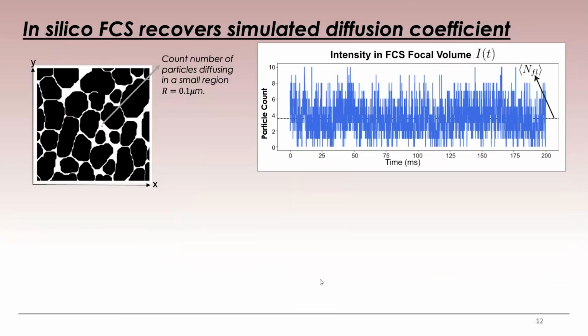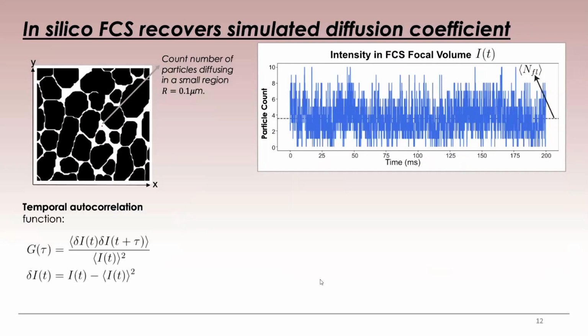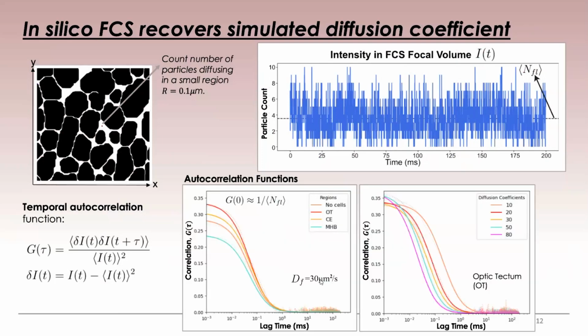And next, we also perform in-silico FCS, where now we focus on a much smaller region, again in our 3D diffusion model. We just diffuse the particles and count the number of particles in the region for each time step, and we get this particle count time series. Then we perform autocorrelation on this time series, so that's the autocorrelation function. The angle brackets are just the temporal average, and the autocorrelation function looks something like that.